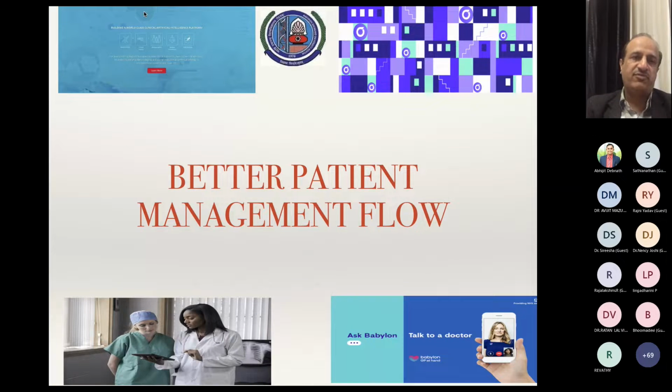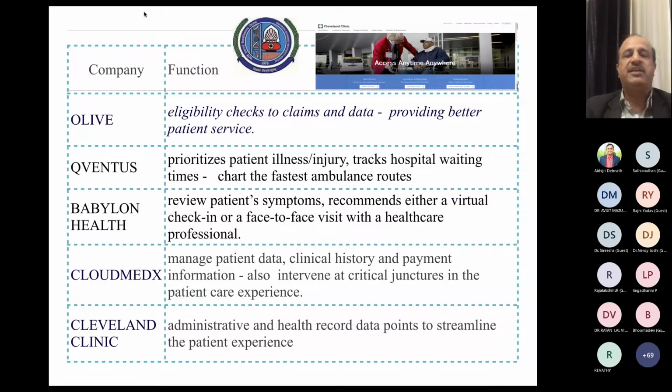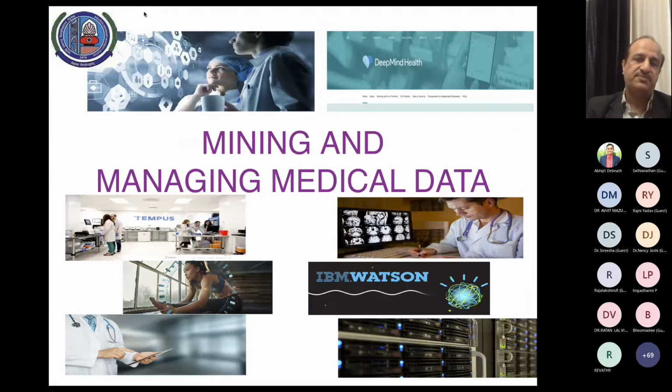If we come to the hospital flow, how the patient enters a hospital, how his summary is made, and then he is sent to the physician. After that, he is recommended or prescribed some medications. All this flow can be maintained by AI software. Even to check claims and provide better patient services, Livongo, Quintus, Babylon Health, and CloudMedX are working on administrative and health record data points, managing the clinical history of the patient, and recommending a check-in or face-to-face visit with healthcare professionals. These are some features of this data.